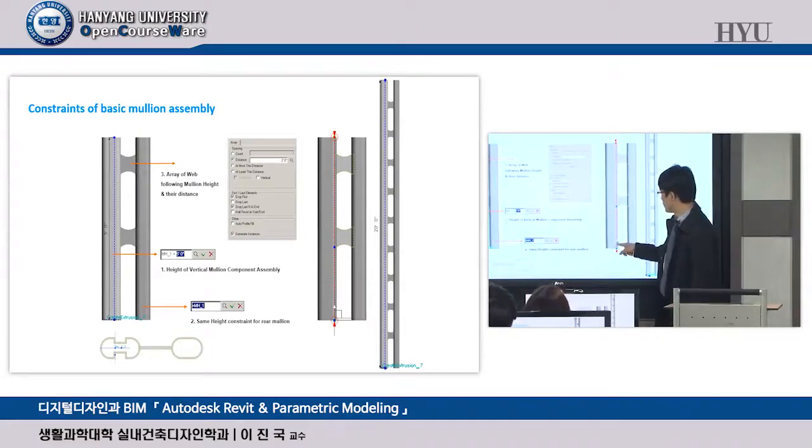Secondly, you need to put a distance constraint for this web distance, okay? So you can control it with specific numbers or a mouse click, and then the number of webs can be defined automatically in this way, okay?